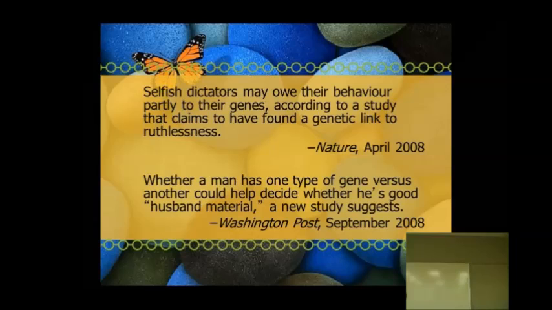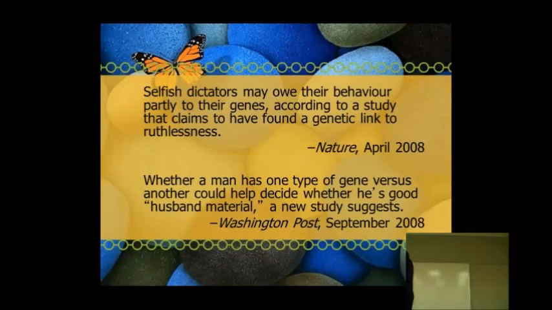So these were a couple of cool quotes. Selfish dictators may owe their behavior partly to their genes, according to a study that claims to have found a genetic link to ruthlessness. So is it possible that the things that we do, we really have no control over them? It's all found in our genes? Or just because you have a genetic predisposition to do something, like for example, if you know someone that's an alcoholic, maybe they have genes that give them addictive personalities. We may find a whole host of things that are found in our genes. Do we use that as an excuse, or do we use it as a reason why these things happen?